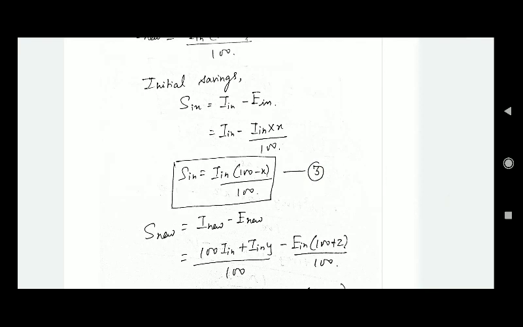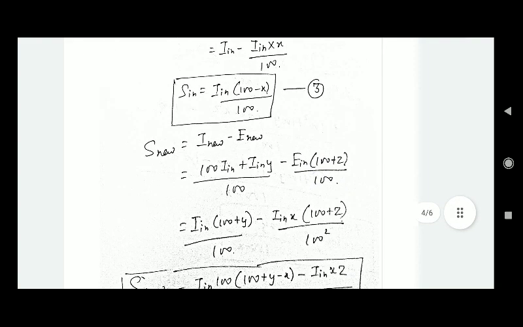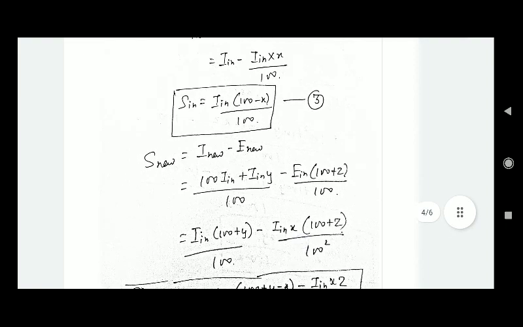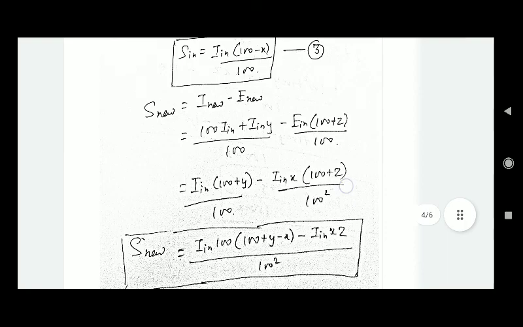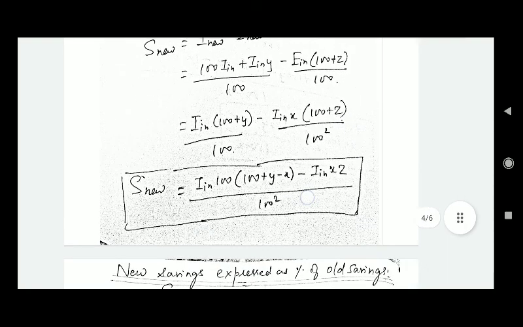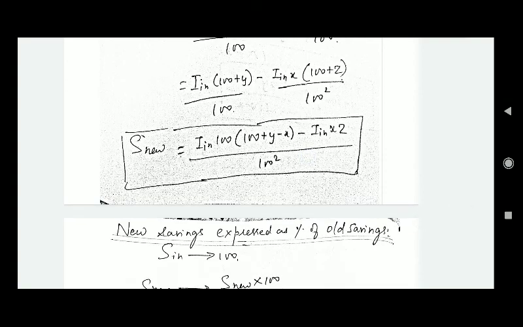So savings initial will be I initial into (100 minus X) by 100. So savings new will be new income minus new expenditure. As we know how to correlate everything in terms of initial income, we have expressed the revised income to be (100 times I initial plus I initial into y) whole divided by 100, minus revised expenditure, which will be expenditure initial into (100 plus z) by 100. So everything, when expressed in terms of initial income itself, the final value will come like this.